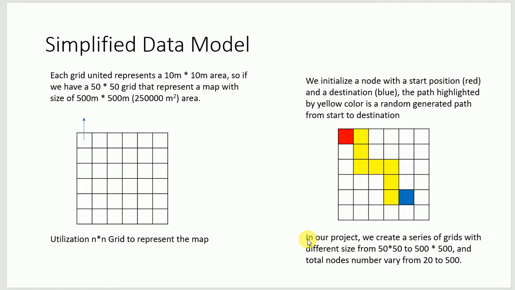For our project, we created a series of grids like this with different sizes, from 50 times 50 to 500 times 500, and we varied the total number of nodes from 20 to 500. The reason we vary the size is that first we are trying to reproduce the results the author claimed. In this way, we can confirm that our simplified data model actually works, and later we can draw conclusions for the large data set and compare them to the original conclusions drawn by the author.